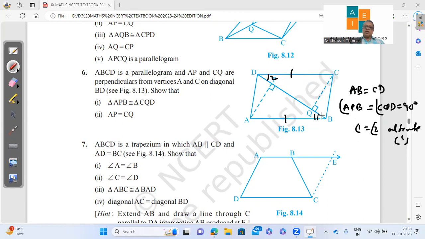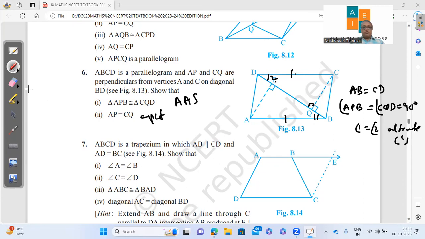Alternate angles. Why? Because this is a parallelogram. If it's a parallelogram, then opposite sides are parallel and equal. So if it is parallel, then these are alternate. This is parallel and this is the transversal. So 1 and 2 are equal. So we can say the triangles are congruent because we have two angles and a side. Triangles are congruent by angle, angle, side. It is AAS, angle, angle, side. Therefore, AP equal to CQ, CPCT.